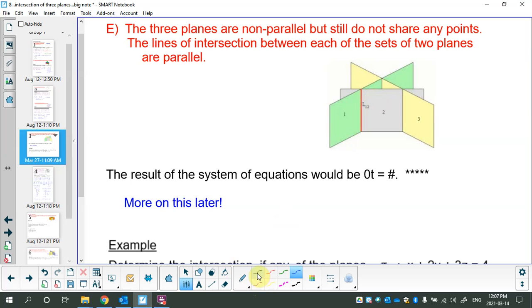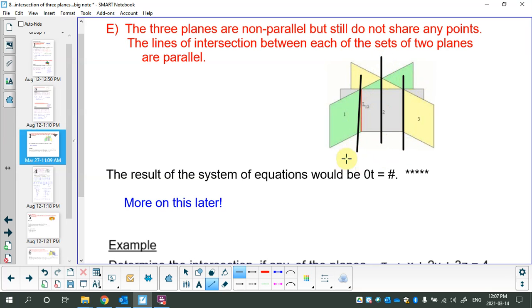So basically, let's see if I can do this. You've got this triangular thing happening. Does not have to be isosceles, does not have to be equilateral. It just has to be a triangle. And this line here, where those two planes meet, and this line here, where those two planes meet, and this line here, where those two planes meet, are all parallel to each other. So that means there is no meeting place for all three.